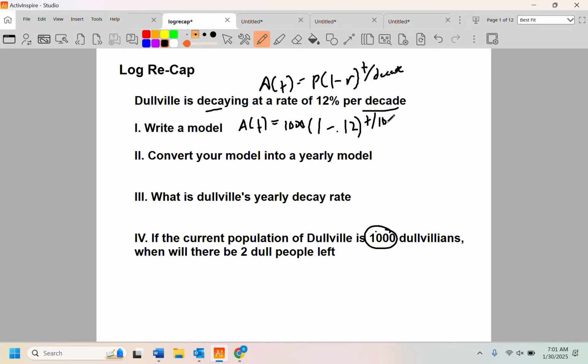And you should clean that up. You shouldn't just leave that as 1 minus 0.12. I've complained about that for quite some time now. So the amount after time passes is 1,000 times 0.88 to the t over 10.